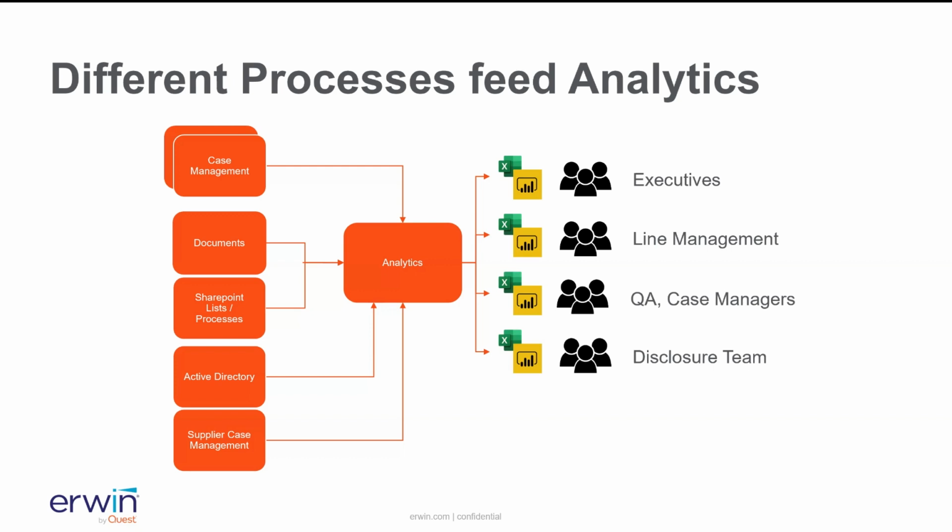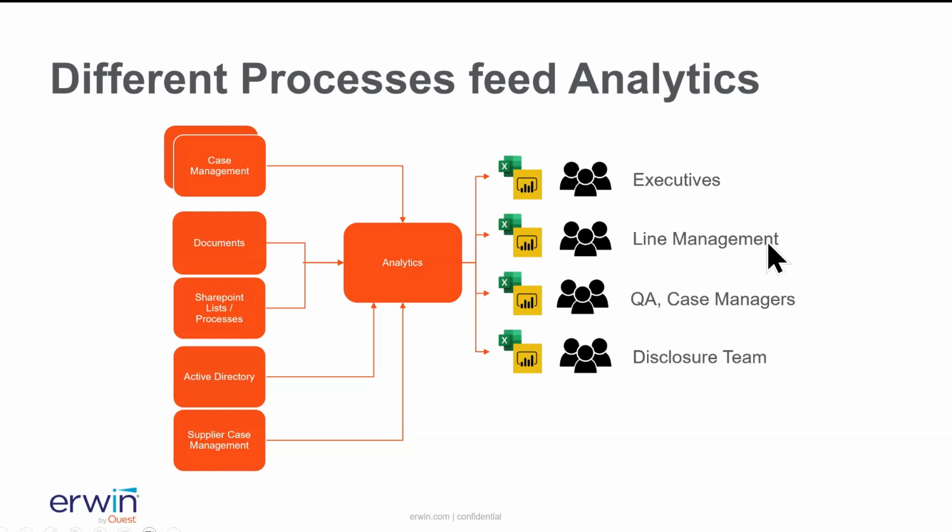And all this goes into an analytics area, which is a data warehouse. And out of that, they pump information for the executives, line management, QA, and disclosure teams to work with. Okay, so what they're doing, these cases have potential legal impact, so disclosure is important if things go to court. Fairly traditional sort of warehousing structure here.